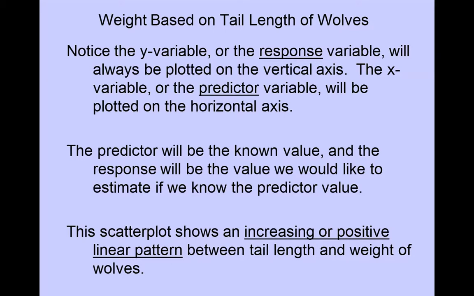Notice that the y variable, or what we call the response variable, is always going to be plotted on your vertical axis. The x variable, or the predictor variable, is plotted on the horizontal, or the side-to-side, axis. The predictor is going to be the known value, so we may be able to easily observe it or obtain it more easily, or it may be something that is known, or in an experiment we may be able to set that value. So the predictor is what is known, and then we want to know what the response variable might be if we know what the predictor value is.